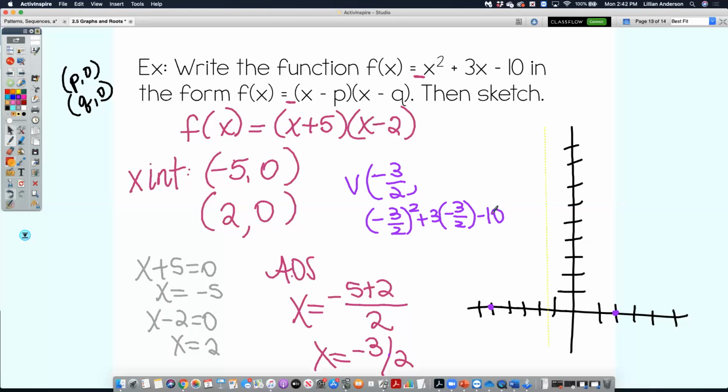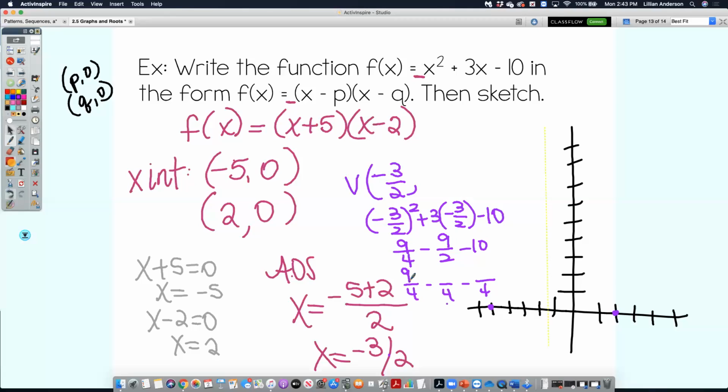Okay? This would probably be non-calculator as well. -3/2 squared is what? 9/4. 3 times -3/2 is what? -9/2. Very good. Then minus 10. In order to be able to subtract these from each other, I need to have a common denominator. What's the common denominator going to be? 4. That's the smallest one.